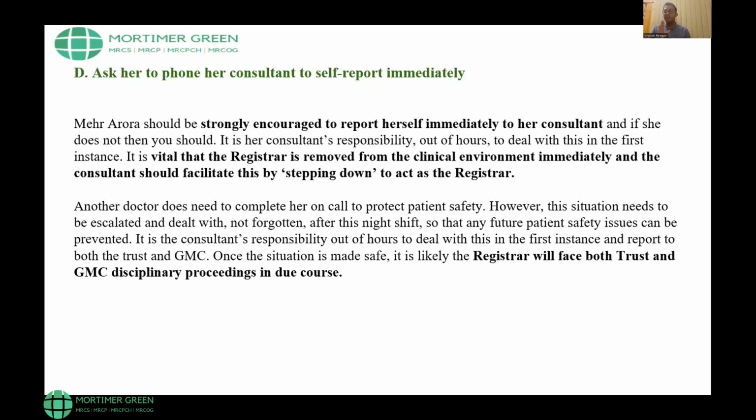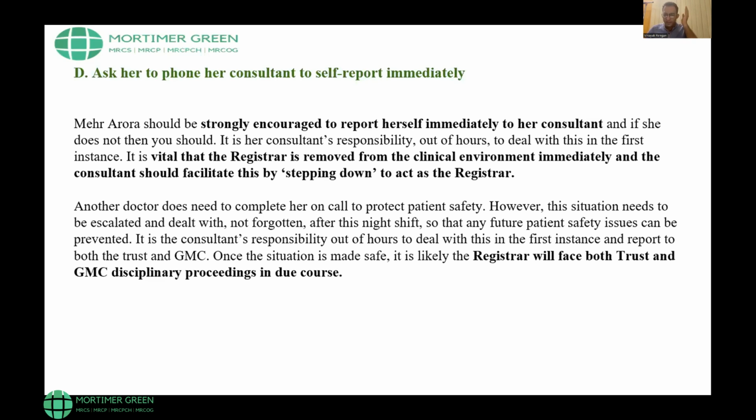Another doctor does not need to complete her on-call to protect safety. The consultant has to be nursing. However, the situation needs to be escalated and dealt with, not forgotten after this night shift, so that no such further issue occurs ever. It is the consultant's responsibility, even if he's out of hours, to deal with this and to report to both the trust and the GMC.